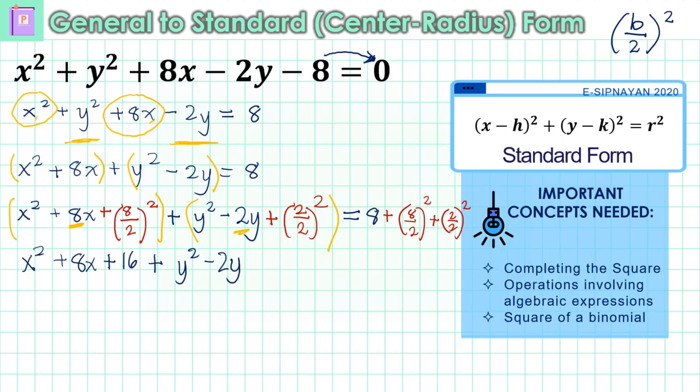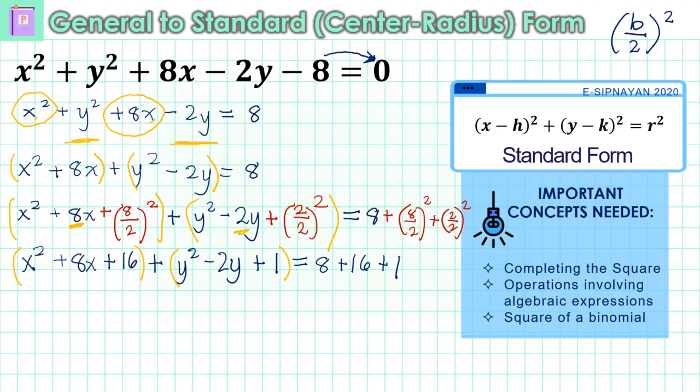Then let's simplify 2 over 2 squared. That will now be 2 divided by 2, 1, squared is still 1. So we are going to add 1. Equals, the right hand side of the equation is 8 plus, we simplified this term as 16 a while ago, and then this term as 1. Then again, do not forget to group the terms with the same variable. So let's group the x's and let's group the y's.